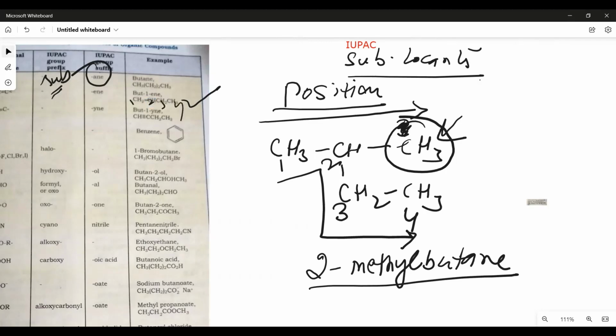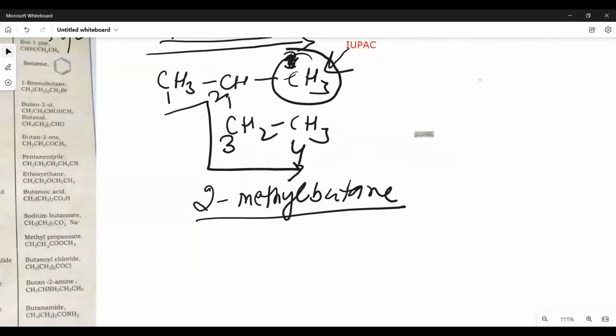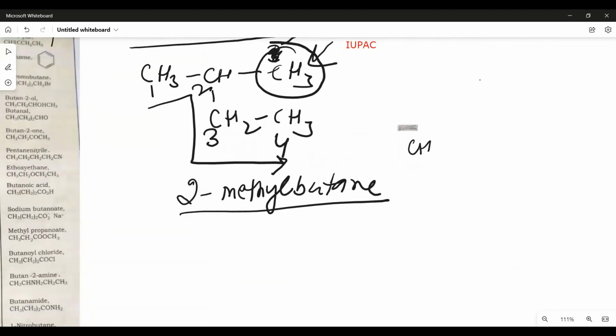First position, the double bond is present and the 4 carbon atom chain is there. So it is but-1-ene, or 1-butene. So this molecule can be in this manner also. Suppose you are having the double bond like this and you are having the substituent also. So suppose you are having this kind of molecule.